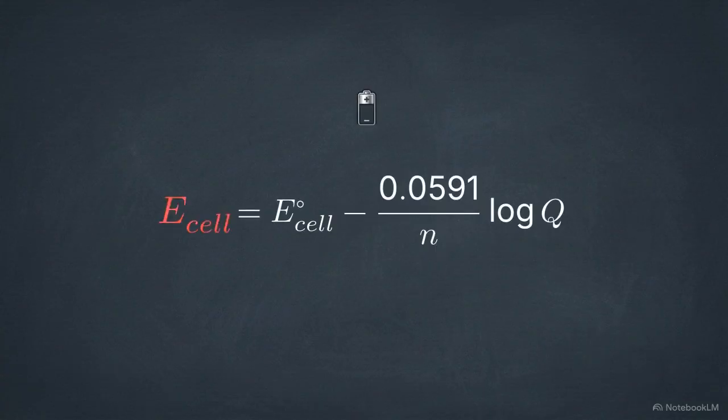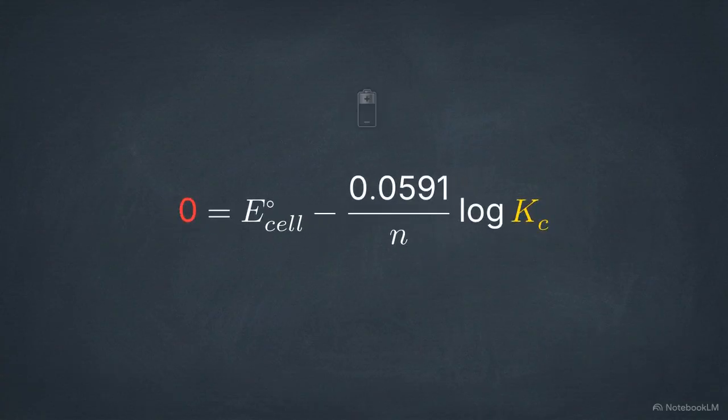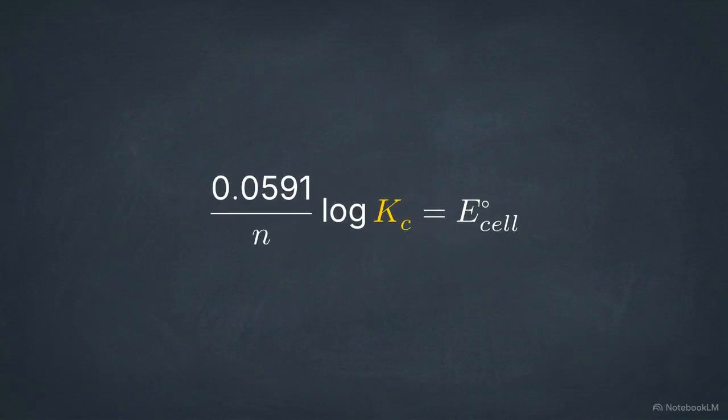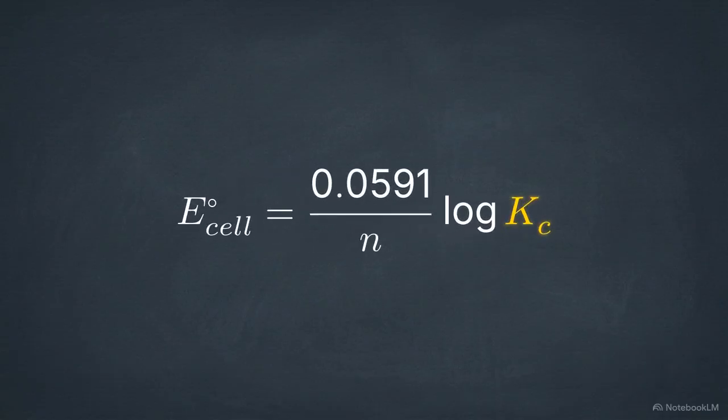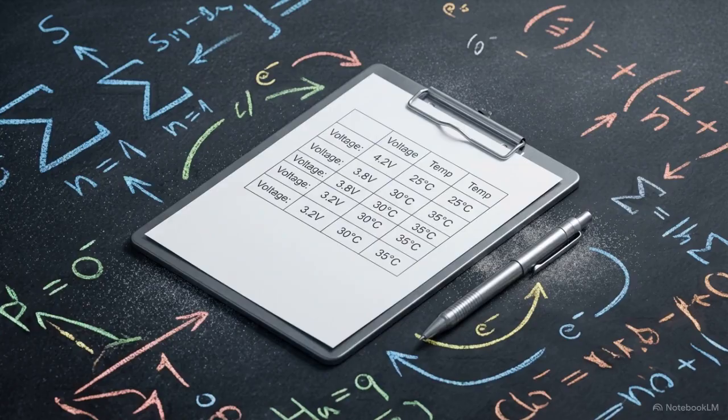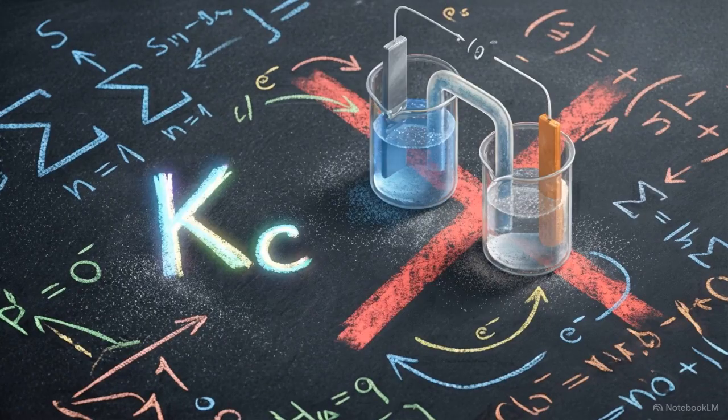The real-world cell potential drops to absolute zero, allowing us to rearrange the remaining variables. The result is a new formula where standard cell potential equals 0.0591 over n times the log of Kc. This rearranged formula allows chemists to calculate the incredibly complex equilibrium constant using only basic standard lab data. They can predict exactly when a battery will die, completely bypassing the need for expensive physical experiments.